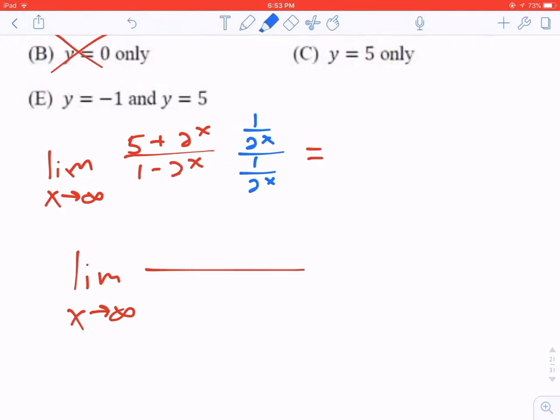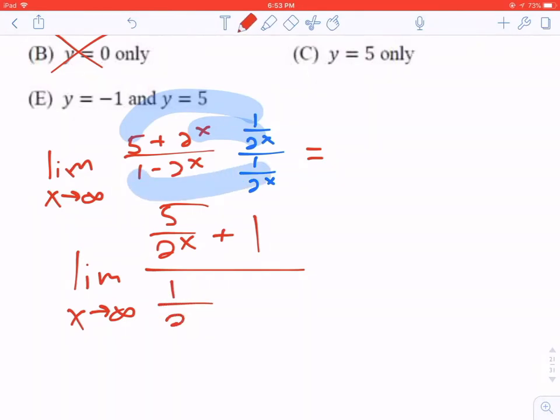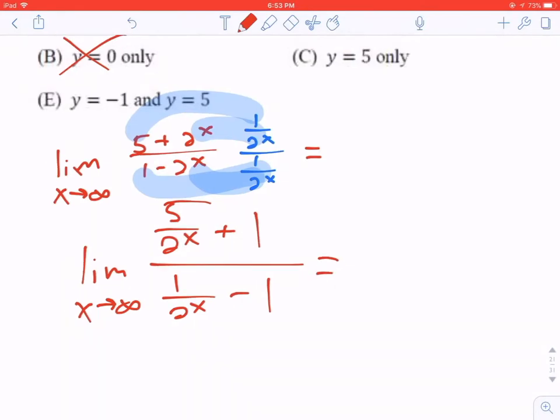Distribute this times the 5. You're going to get 5 over 2 to the x. Plus. Distribute. Multiplying something by its reciprocal gives us 1. Distribute on the bottom, we're going to get 1 over 2 to the x. Distribute on the bottom, we're going to get minus 1. Multiplying two reciprocals, you get 1. They're opposite signs. Now look how cool this is.